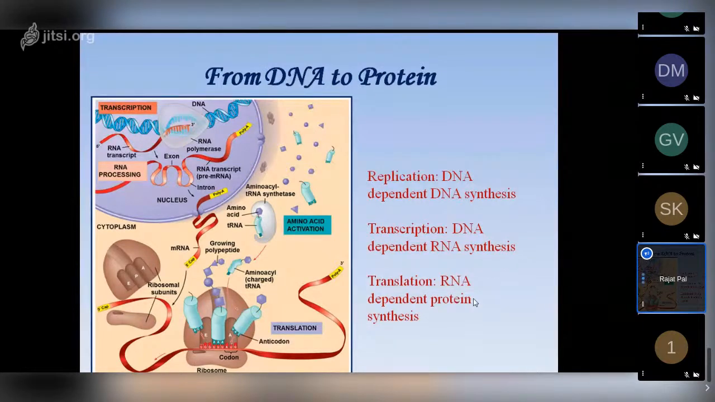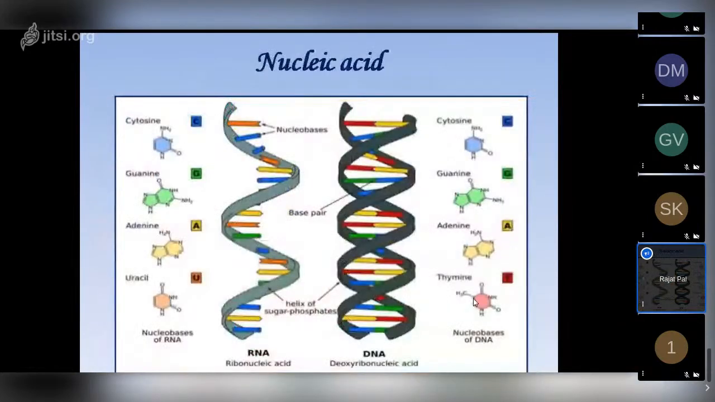Okay? Replication, transcription, and translation. Synthesis of DNA by its own, synthesis of RNA by the DNA, and synthesis of the protein by RNA. This is the central dogma of molecular biology. In this pathway, the protein molecule is synthesized in the cell. The detail will be talked about by Professor Thakur Chaudhary later on.